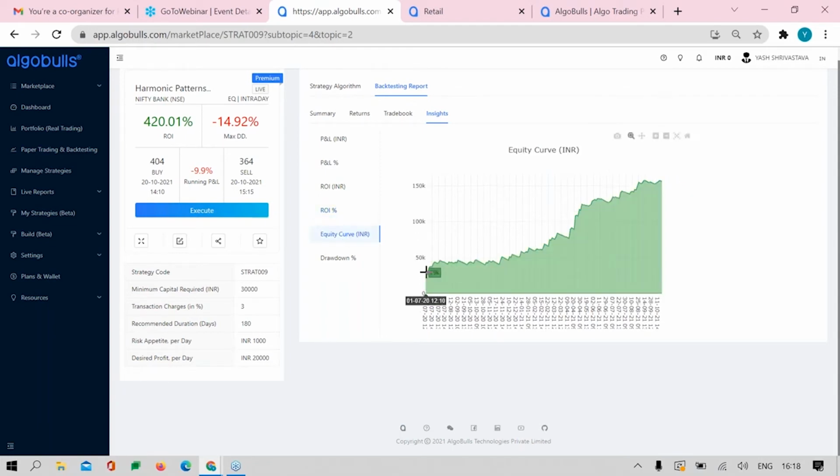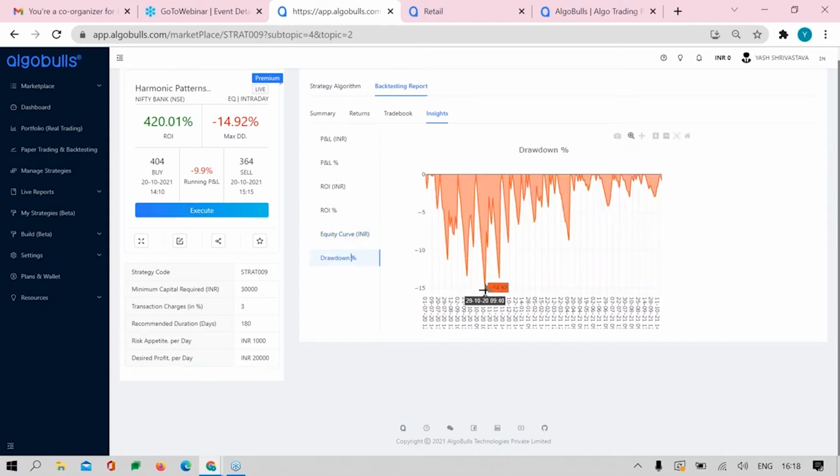Apart from that, on the equity curve, you can see the strategy started at around 29,000, which is approximately 30,000, and it has only been growing since then, going up to 156.67% as of now. The maximum drawdown the strategy has faced was minus 14.92. So now you have analyzed the strategy, and you know this strategy is good to go and start trading with.